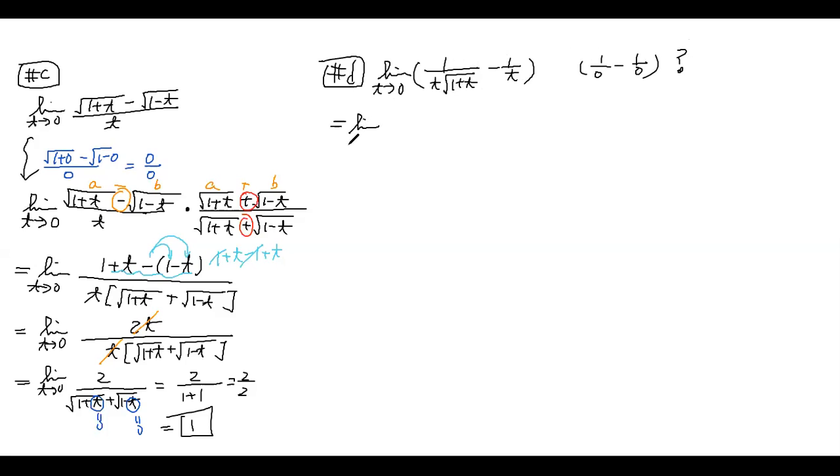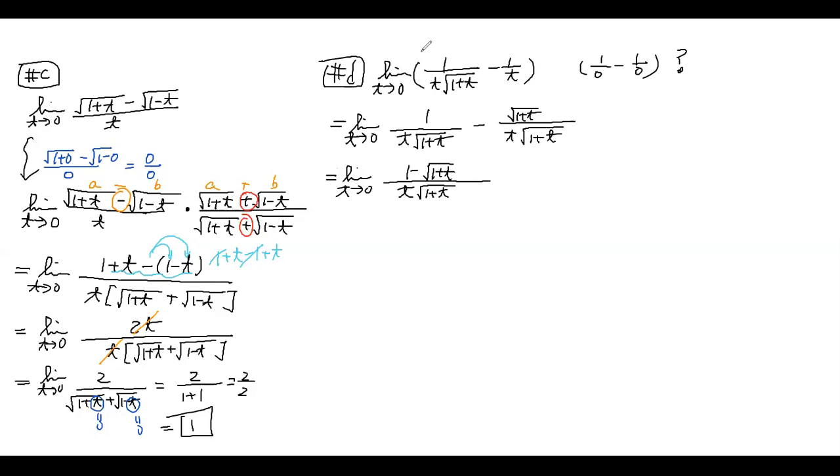So the first thing to try is to combine them and find a common denominator. The common denominator will be t times the square root of 1 plus t. So what is the top here? Because the original was 1 over t, the numerator is the square root of 1 plus t. Now I have a common denominator, so I can combine them. This is 1 minus the square root of 1 plus t.